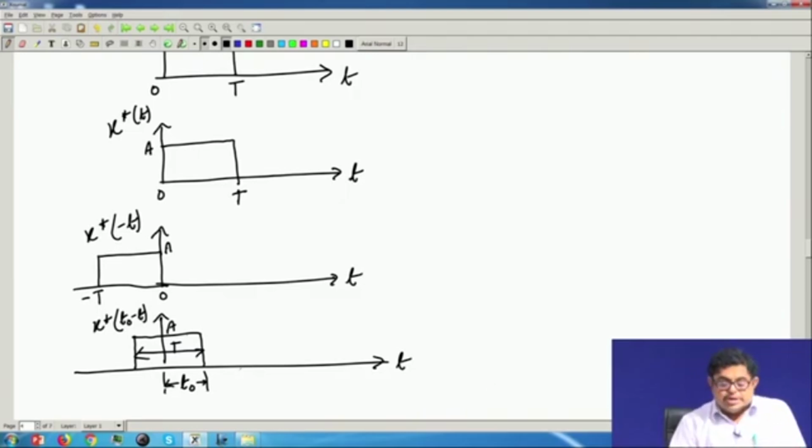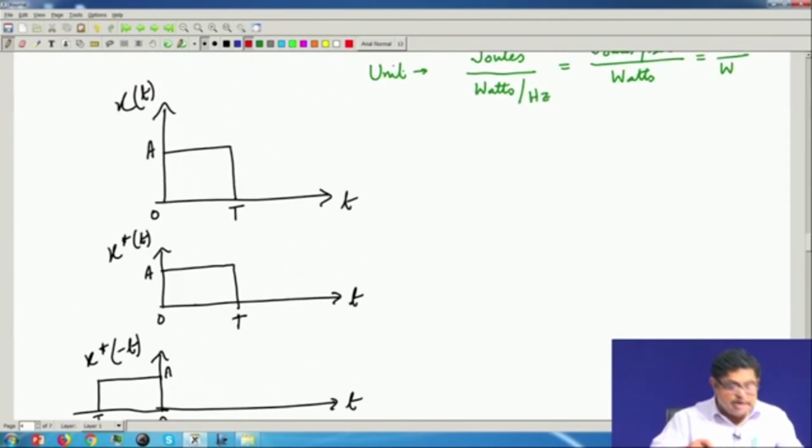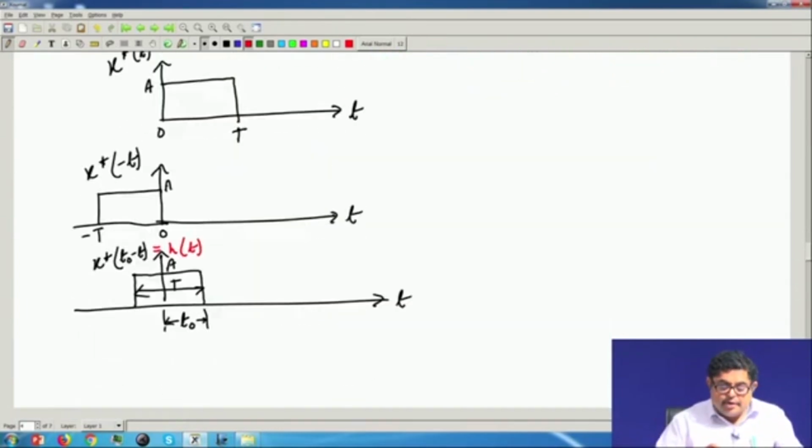But equation 13 told me that this is also, I can write that this is nothing but h(t). So, this is the impulse response. Now, if I have a pulse transmitted as x(t), then my impulse response I will have to make like this.